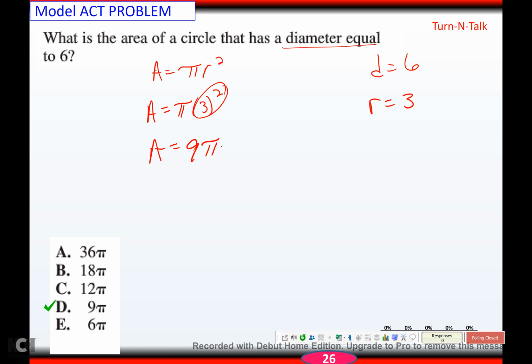And again, you got to look at your answers. If they were in decimal form, then I would know that they went ahead and multiplied the 9 by 3.14. A lot of times they'll just leave their answer in terms of pi, because then you're not rounding off, which is more accurate. Okay?